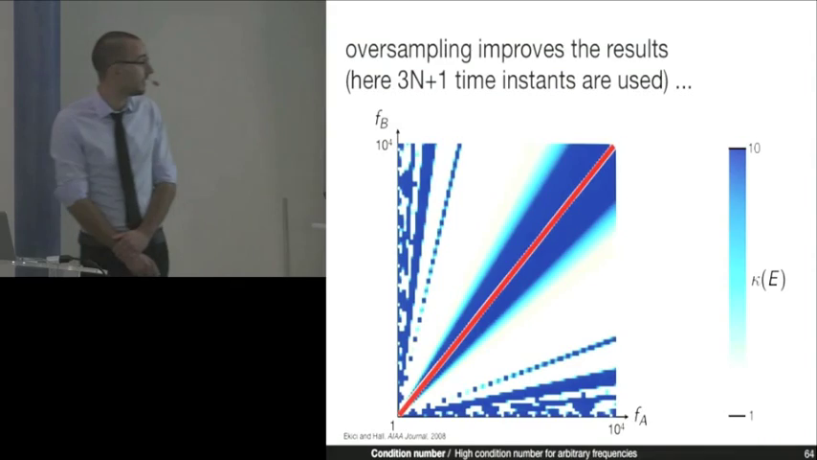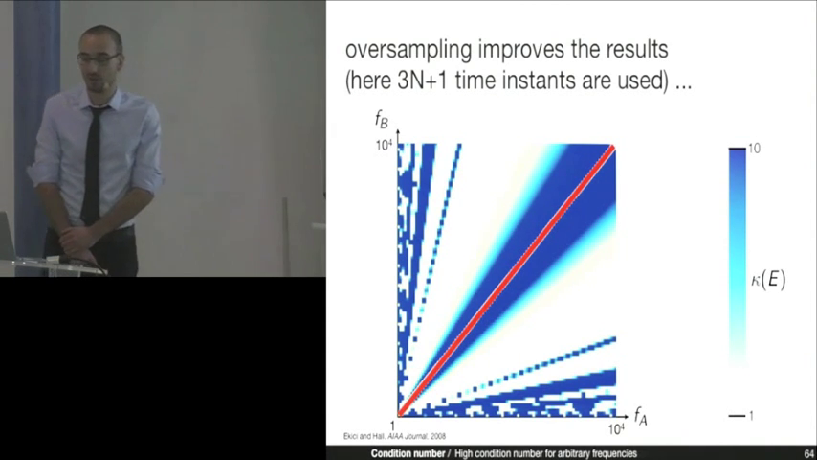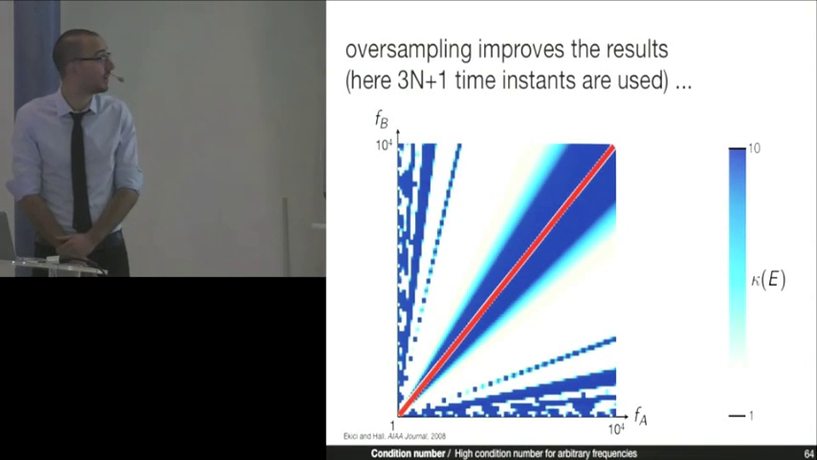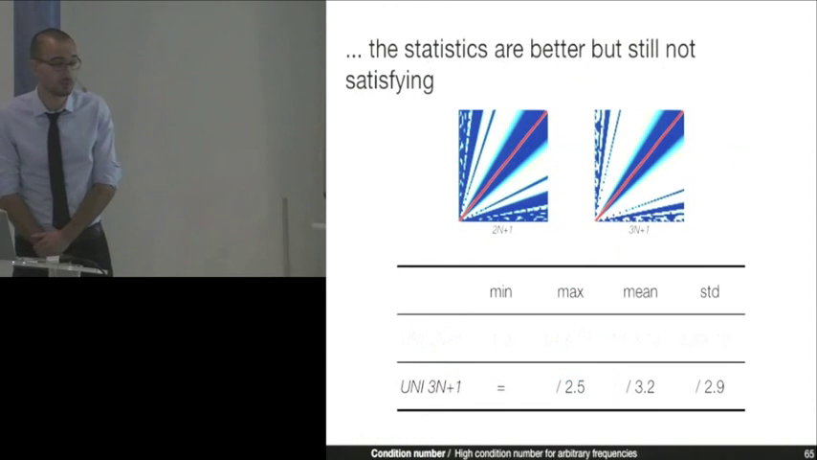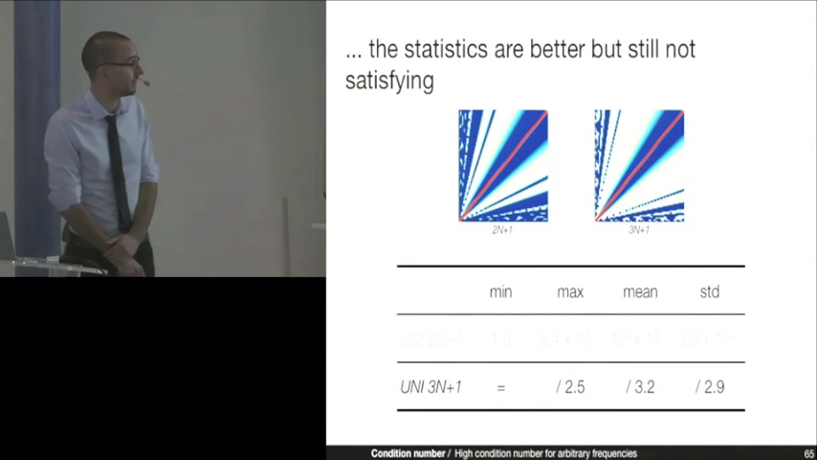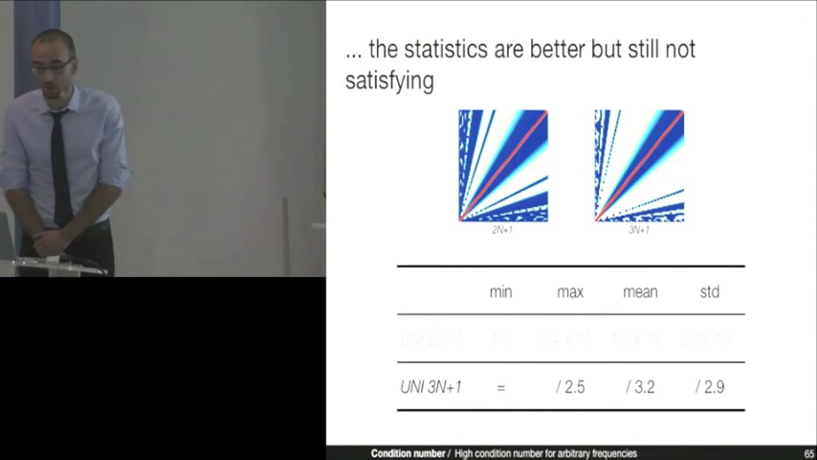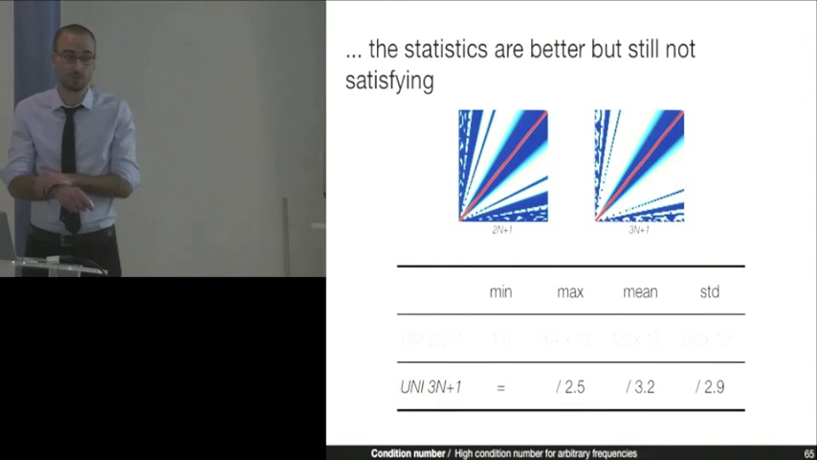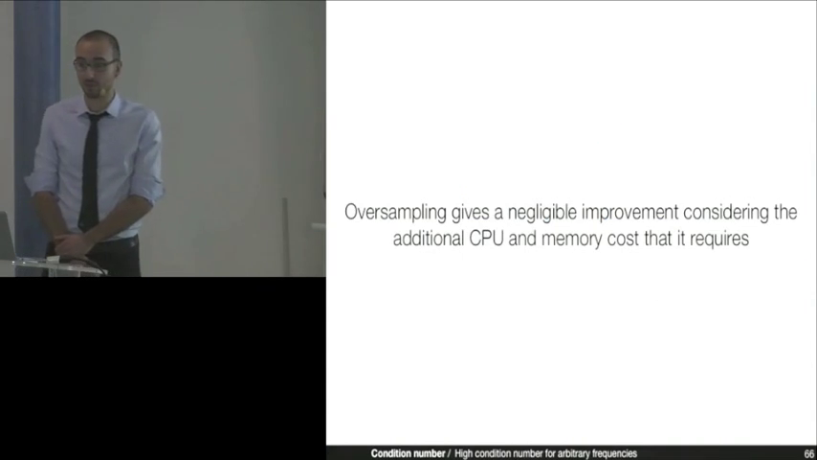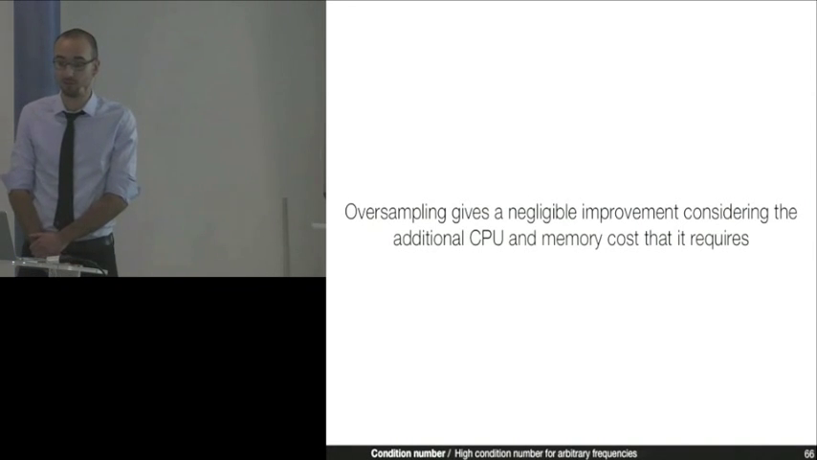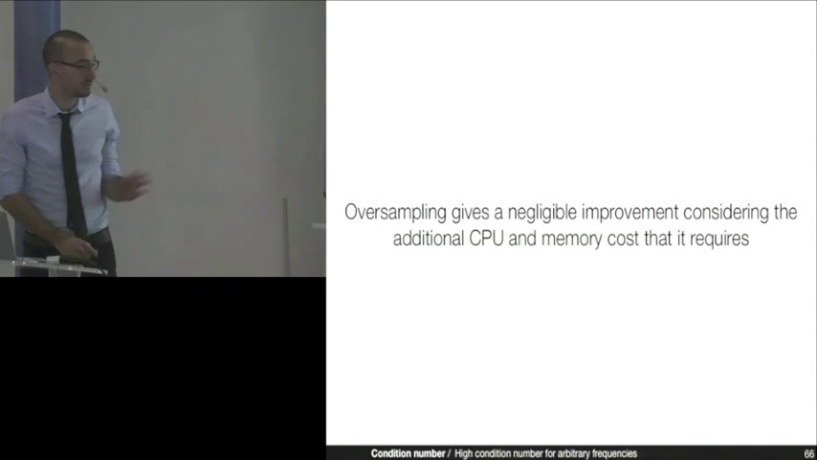In the literature, Ekisi et al. have tried to oversample the results. Here, for instance, 3 and +1 time instants are used. And you can see that it improves the results, but still it's not satisfying. In fact, you get results that are divided mostly by 3 for all statistics, but from the initial values, this is not enough. One other problem is that oversampling gives a negligible improvement considering the additional CPU time and memory cost that it requires. So this solution will be avoided.